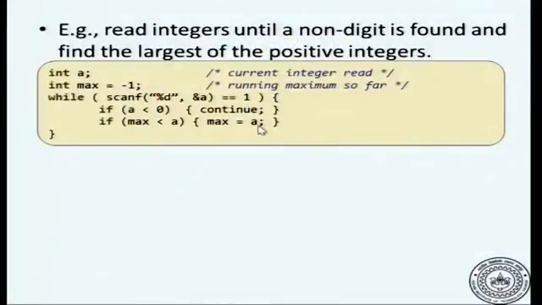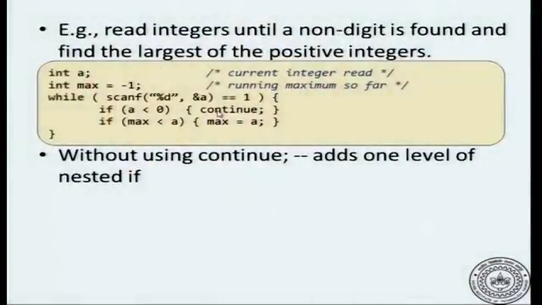So this is the code that we have written, similar to other codes that we have seen. So you update the maximum number, and go and read the next number. If the currently read number is negative, then we will say continue. So we will not update the maximum. So this is what the continue is supposed to be doing.